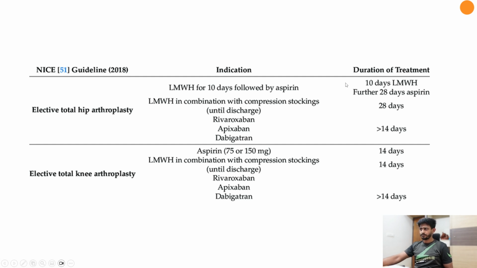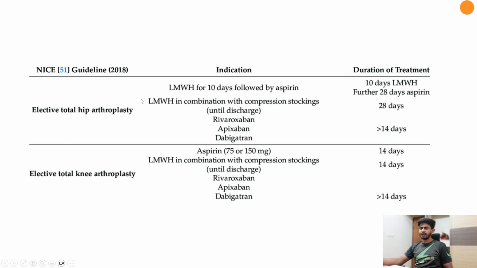So this is one option. The second option is low molecular weight heparin itself for 28 days with compression stockings. And then the third option is we give either of these, rivaroxaban, apixaban, or dabigatran for a period of 28 days. So this is one option, this is the second option, and these are the third options. Either one of these, not all three.